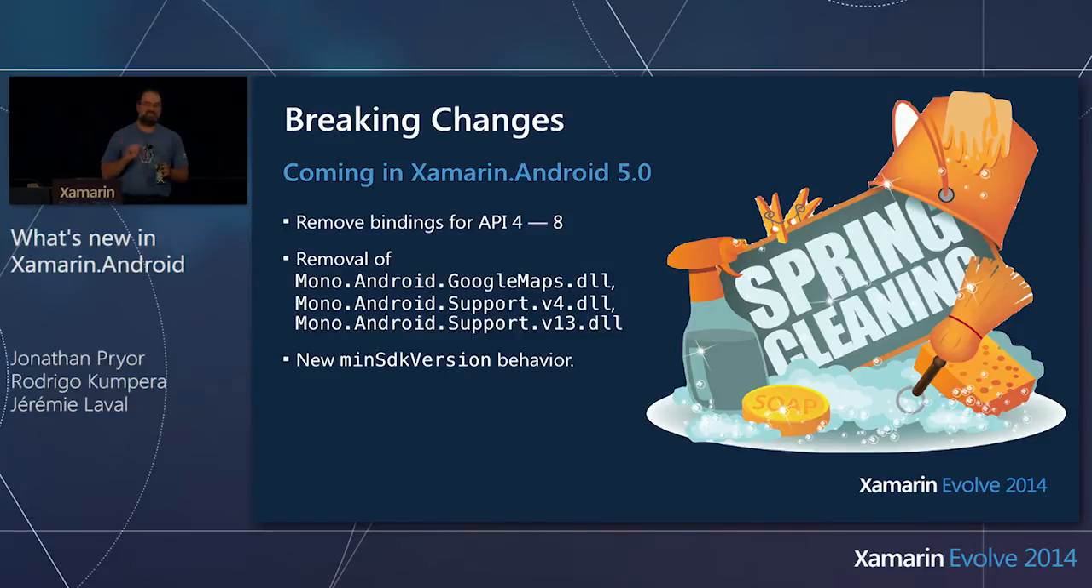We are changing the minSdkVersion behavior. Remember my minor rant earlier about how annoying it is to create a new project and deploy it to your random device? Well, this is because of the minSdkVersion behavior. Previously, the minSdkVersion, well, let me take a step back. What is the minSdkVersion? The minSdkVersion is an attribute within AndroidManifest.xml which controls the lowest API level that your application will run on. And by default, it is equal to your target framework version. And by default, the target framework version is set to the highest API level installed on your machine.